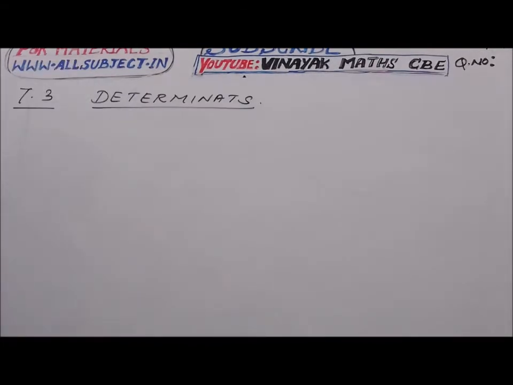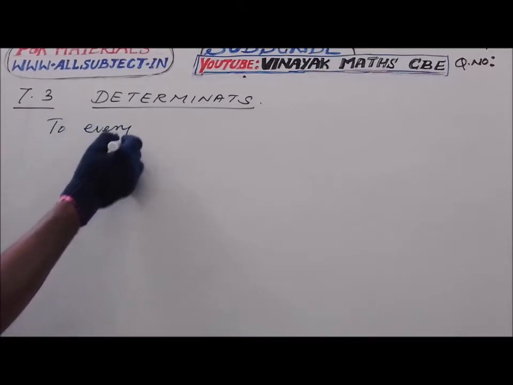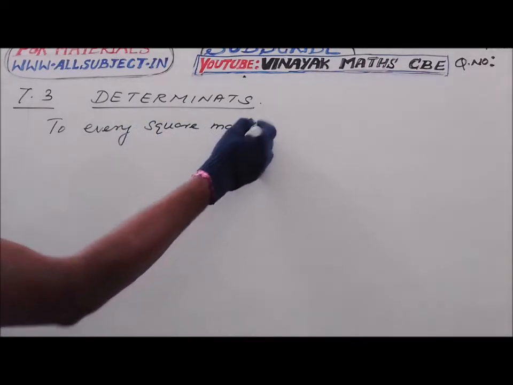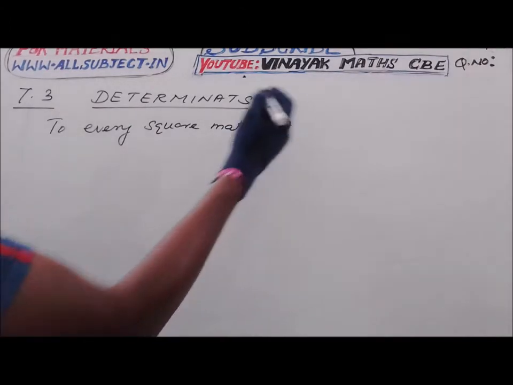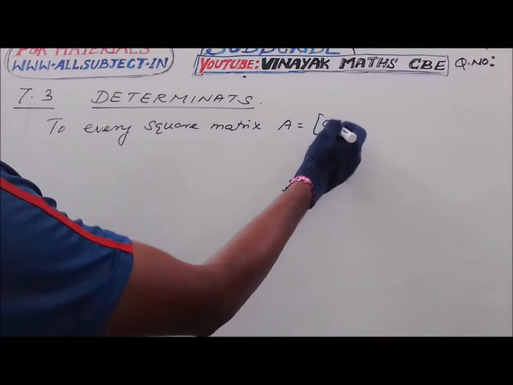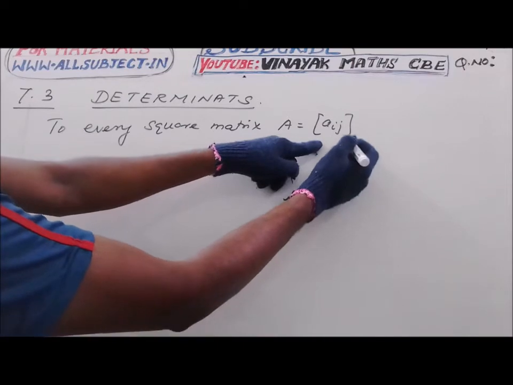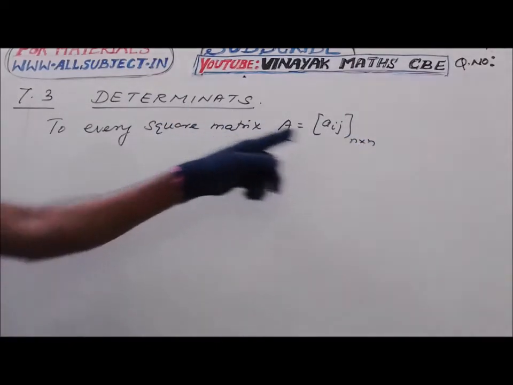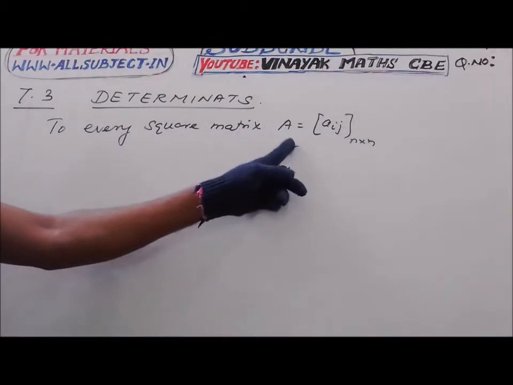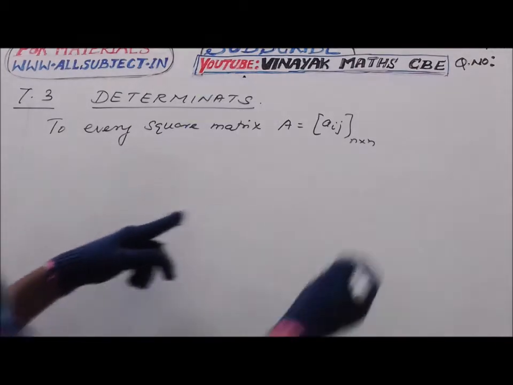Determinants. To every square matrix A of order n, A equal to Aij, a matrix A whose entries are Aij, of order n, that is n cross n. It is a square matrix, so its order is n cross n.